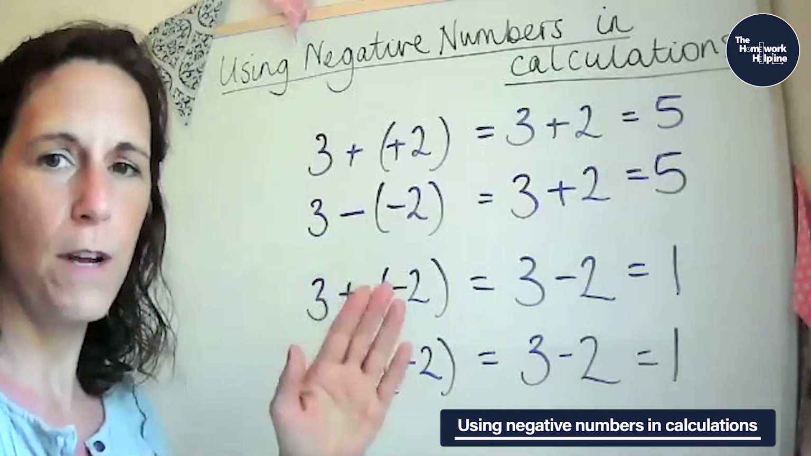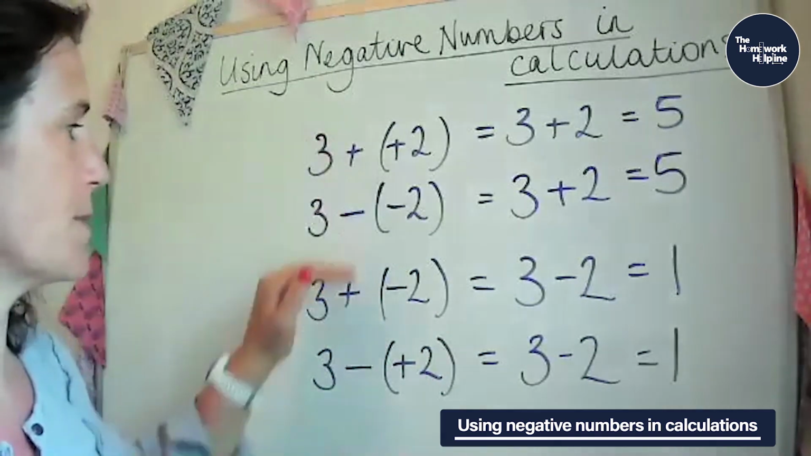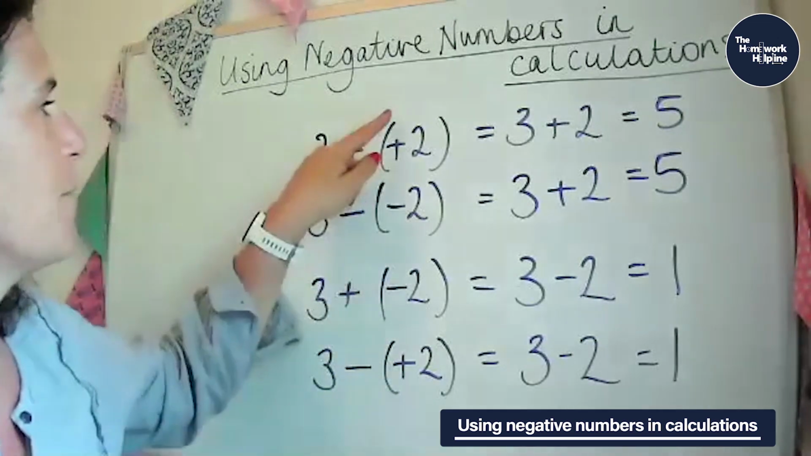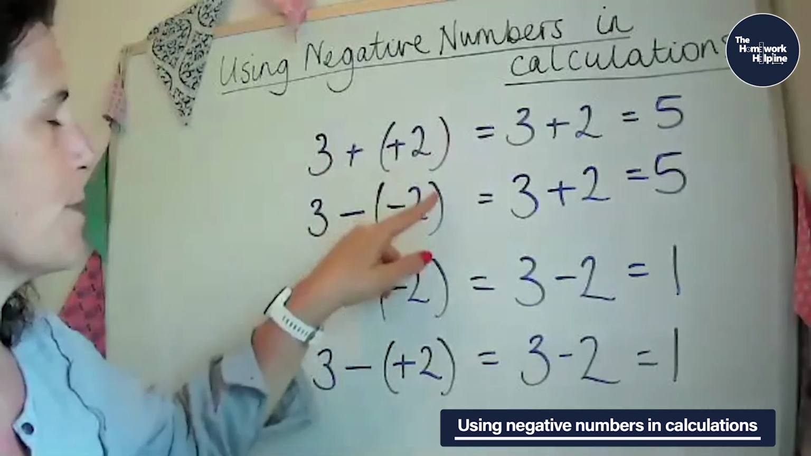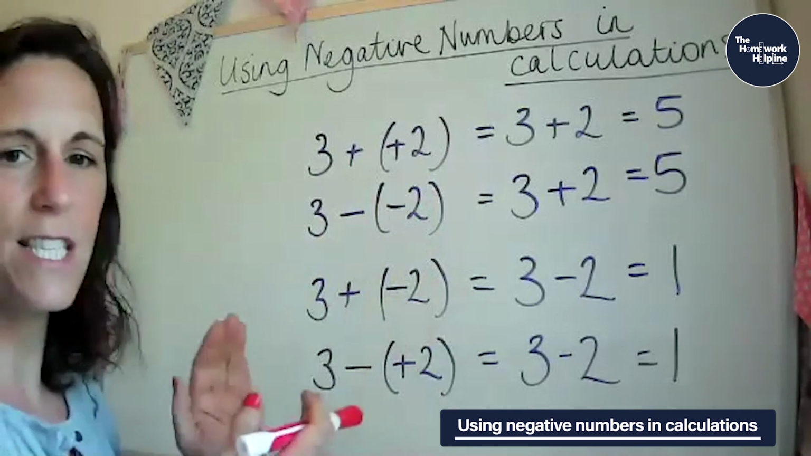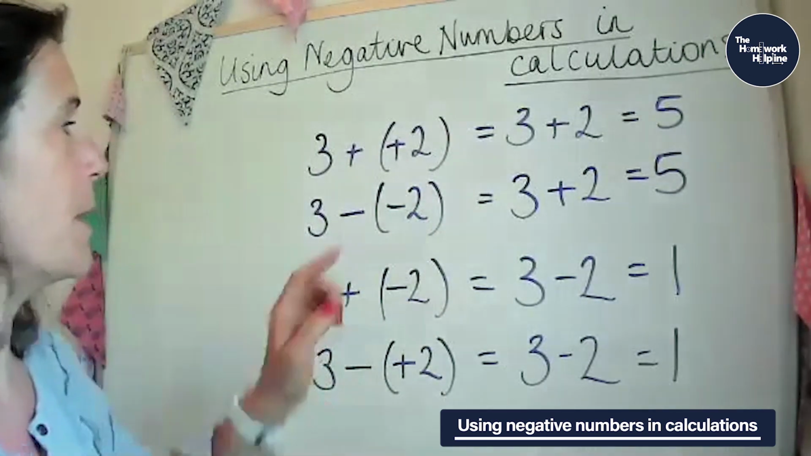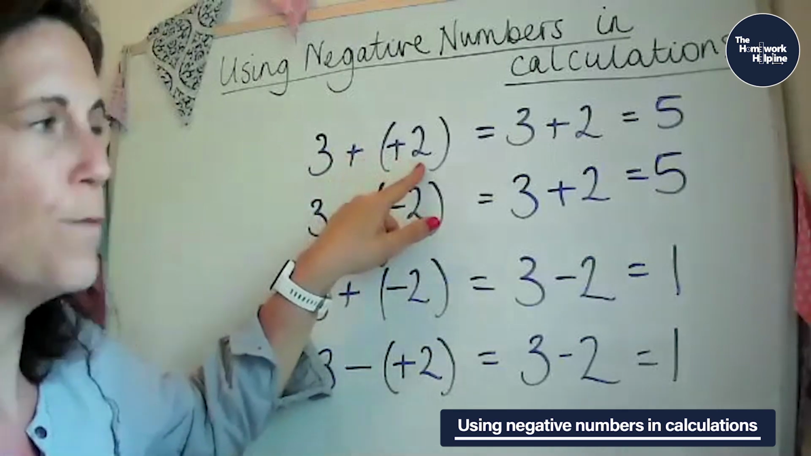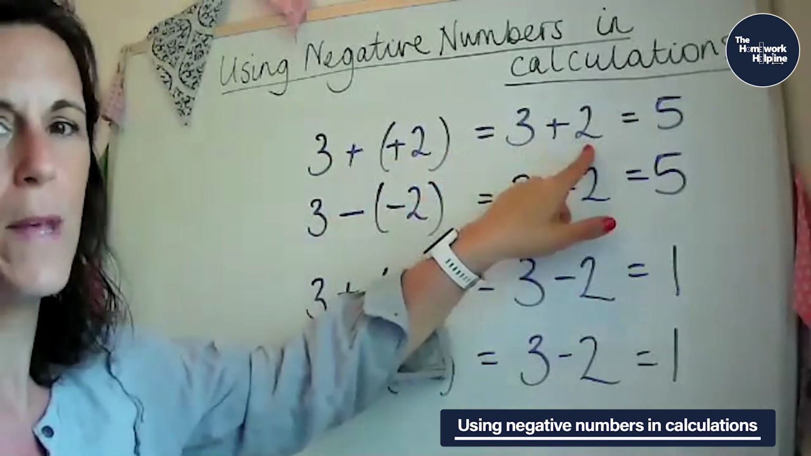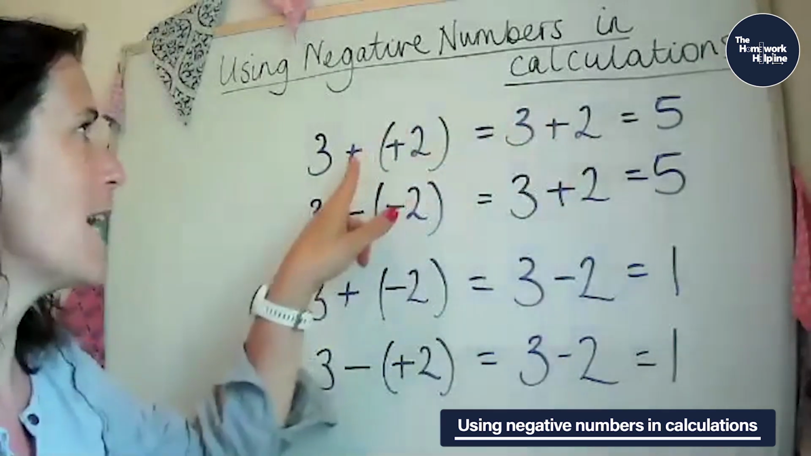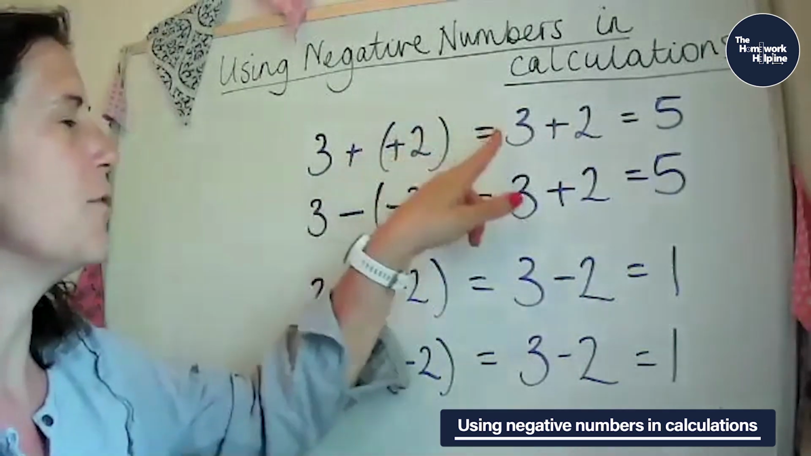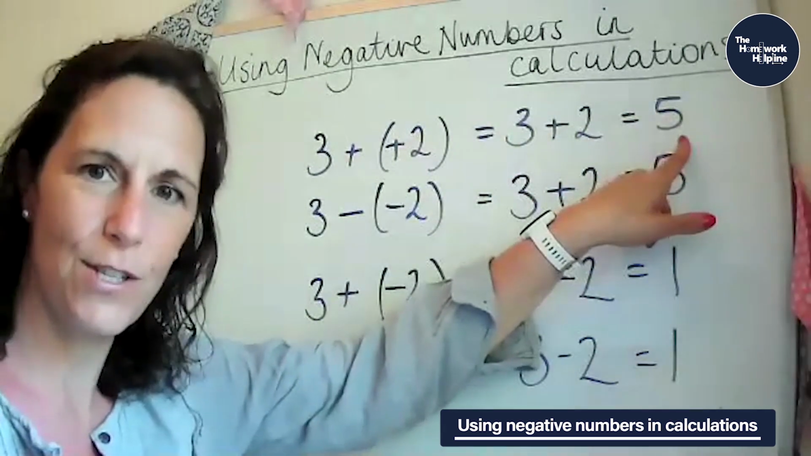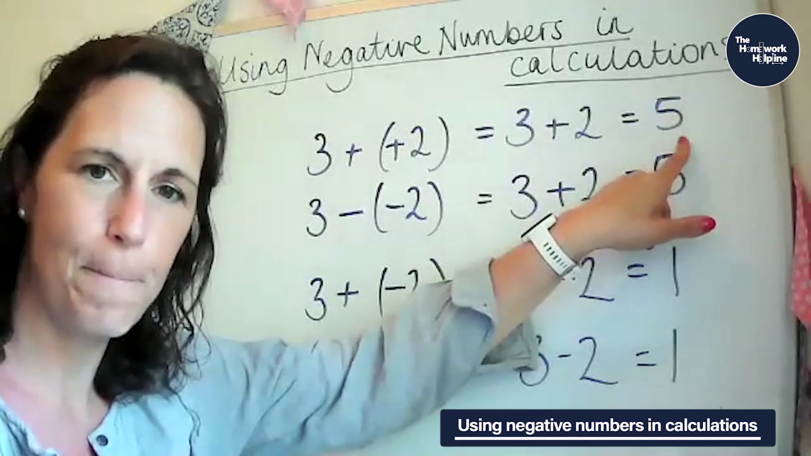Okay, so what I've done is I've written out some sums here, all using the same numbers, just to prove to you what happens. And I've put brackets around these second numbers simply because then it sets them apart from the other number. Now, you would never usually write 3 add plus 2. You would just write 3 plus 2. But I'm showing you this because if you add a positive number, you are literally just adding the two numbers together and you get a positive answer. 3 plus 2 is 5.